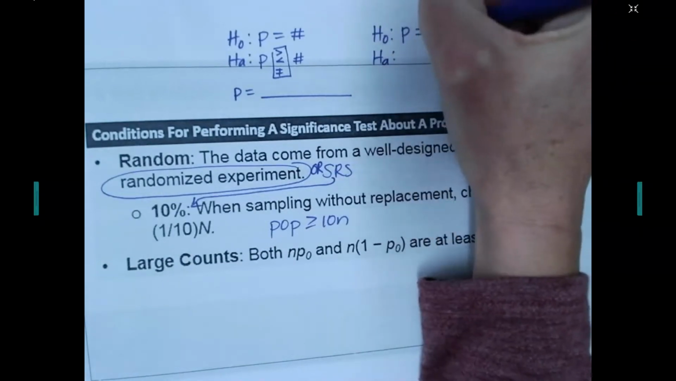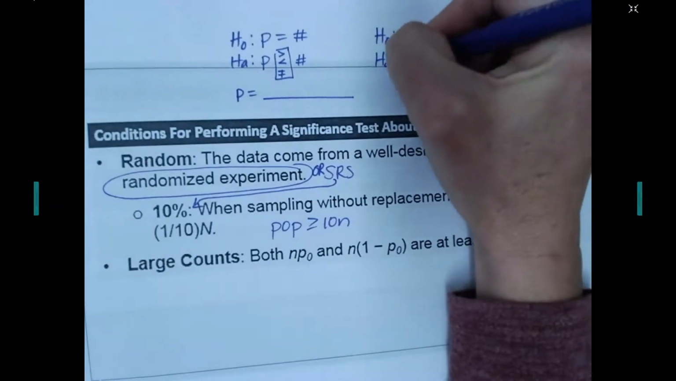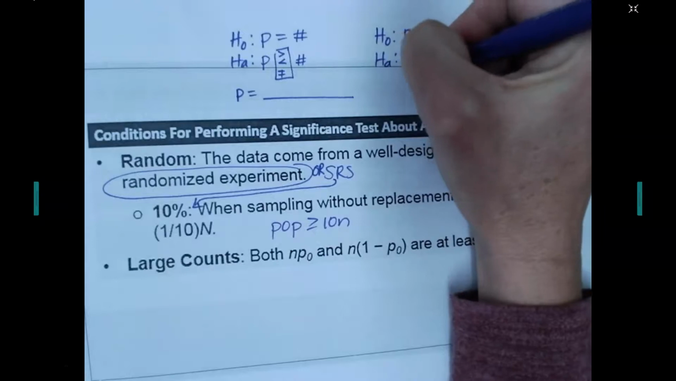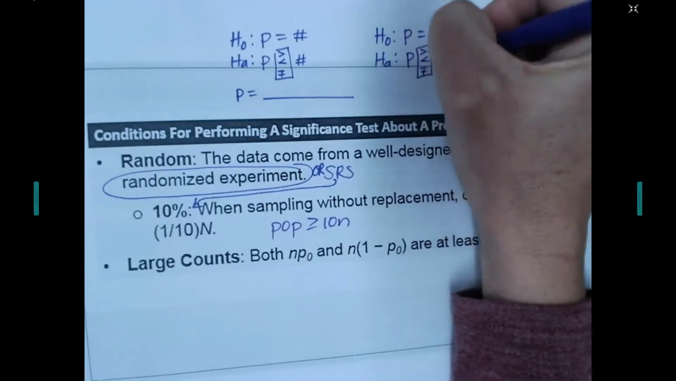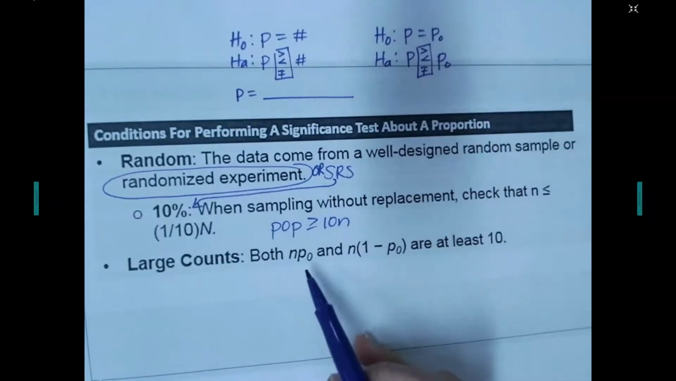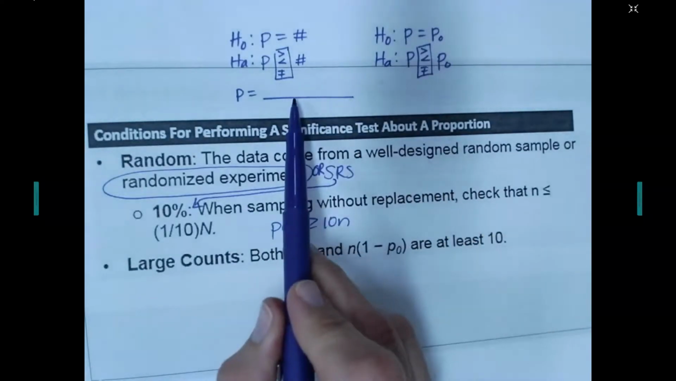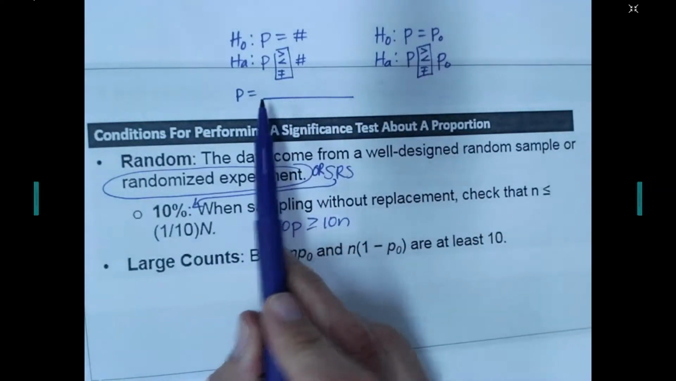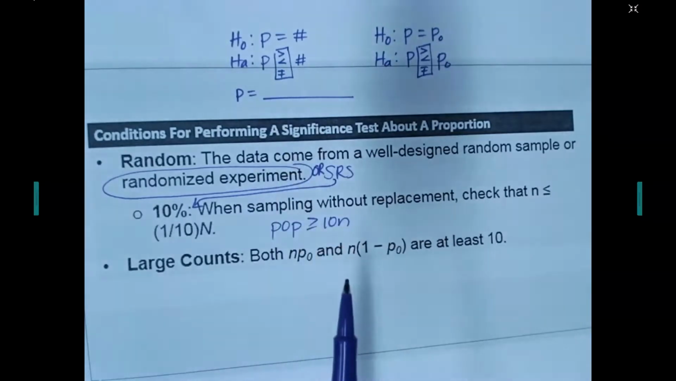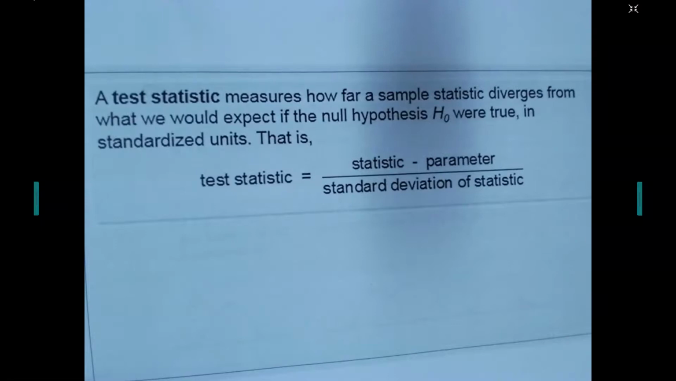P naught is the number that we're assuming is the truth. That's what they use to assume the truth. So you're using this assumed truth to check the conditions here. All right, so hypotheses state what the true parameter is, or whatever it's being claimed to be. Check your conditions. And then we're ready to run the actual test.